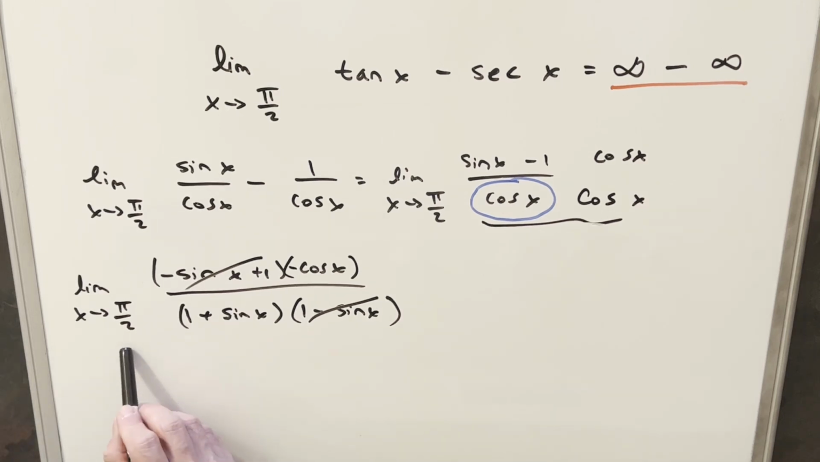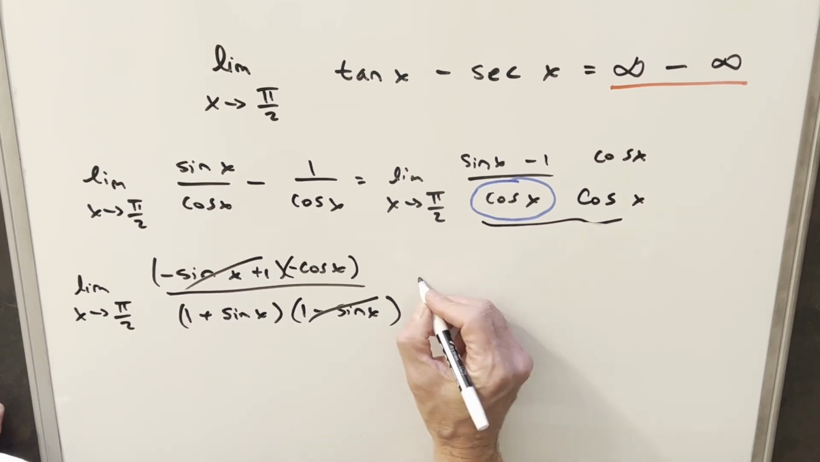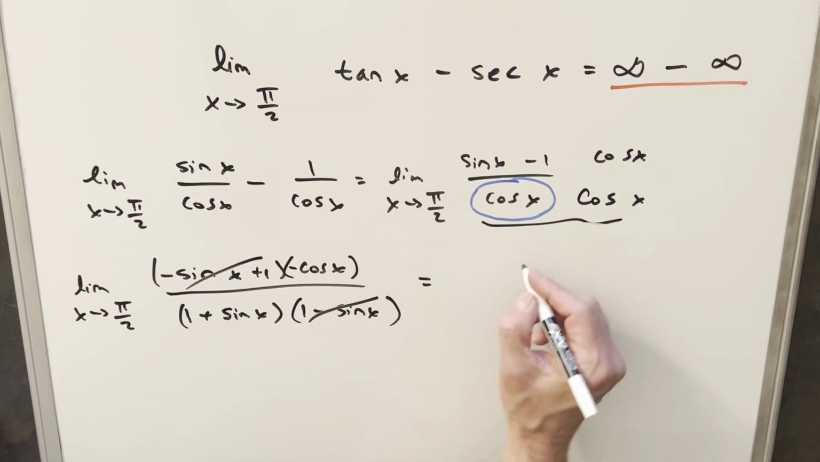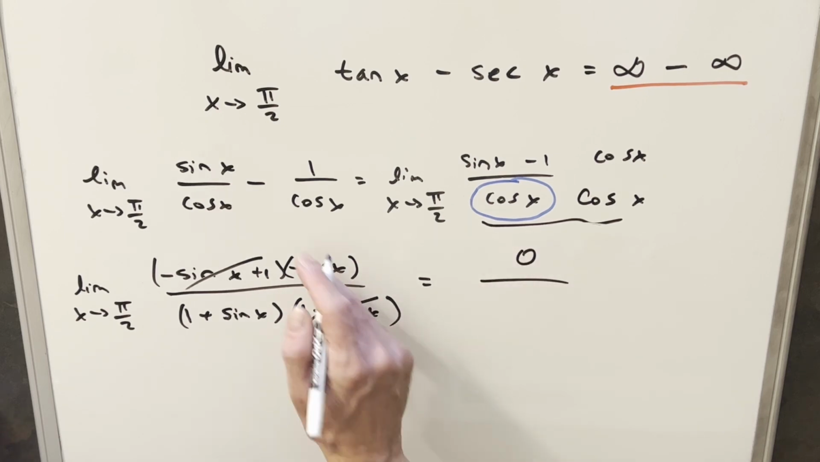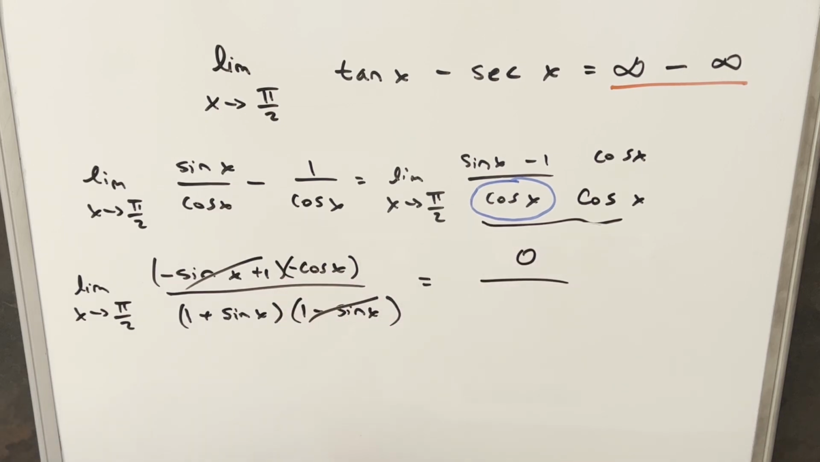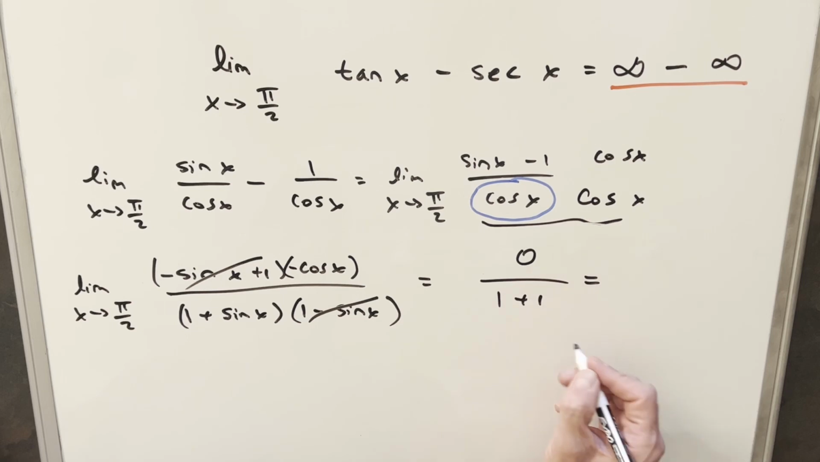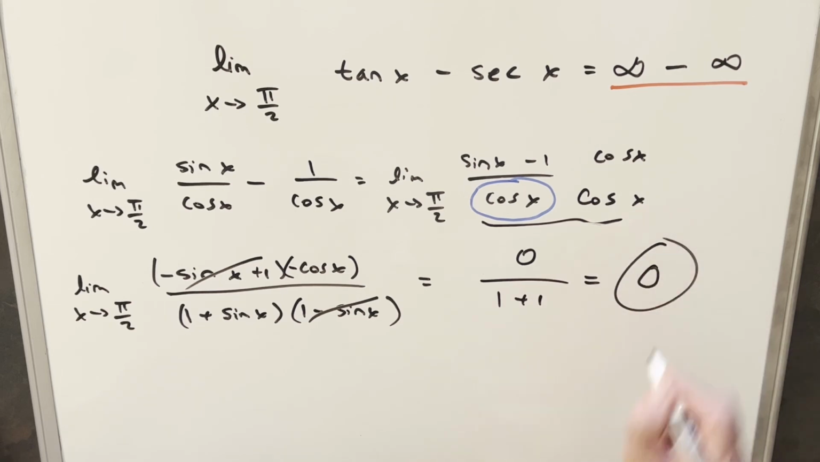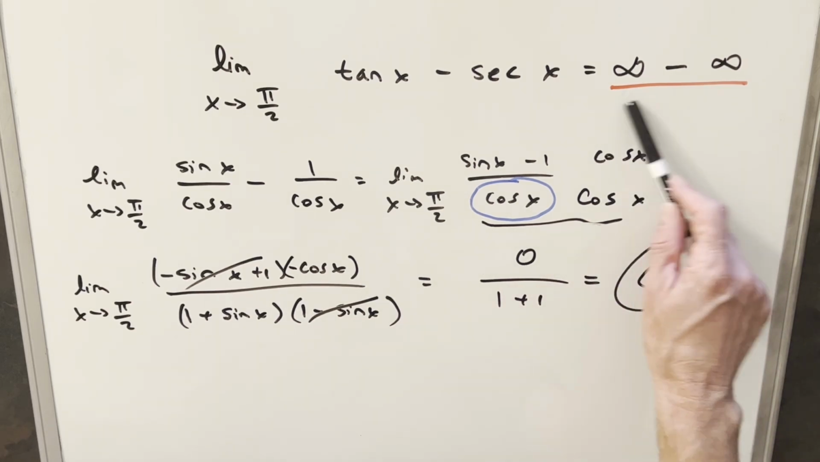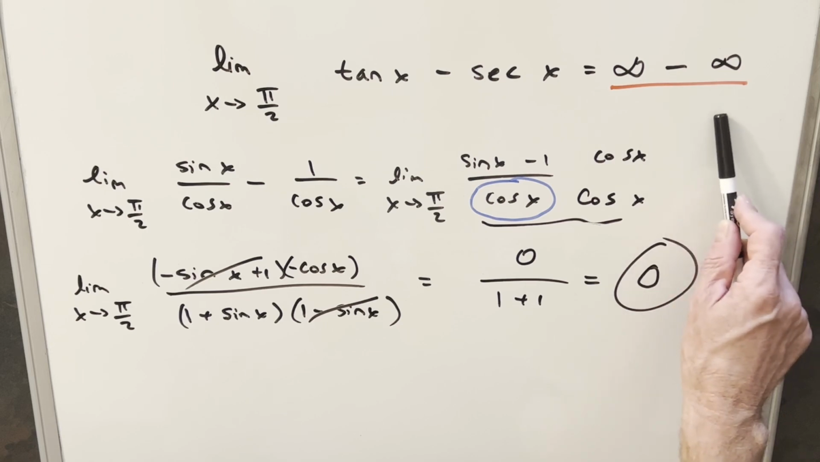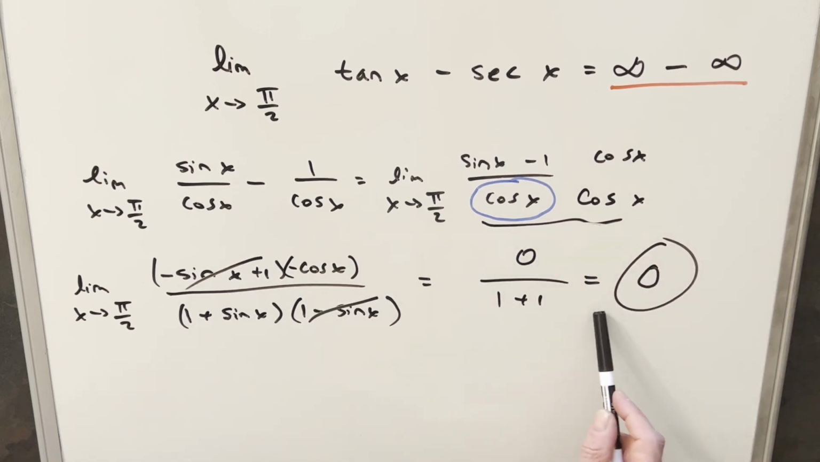Now at this point, let's just try to evaluate it again at pi over 2. When we look at cosine at pi over 2, this is going to be 0 in the numerator. Of course, the minus sign doesn't matter in this case. And then here we're going to have 1 plus sine of pi over 2, which is 1, so we have 1 plus 1. So we end up with 0 over 2, but that's just going to be 0. So it's pretty nice that even though we had infinity minus infinity, the indeterminate form, we're able to manipulate it and get a number answer here, like 0.